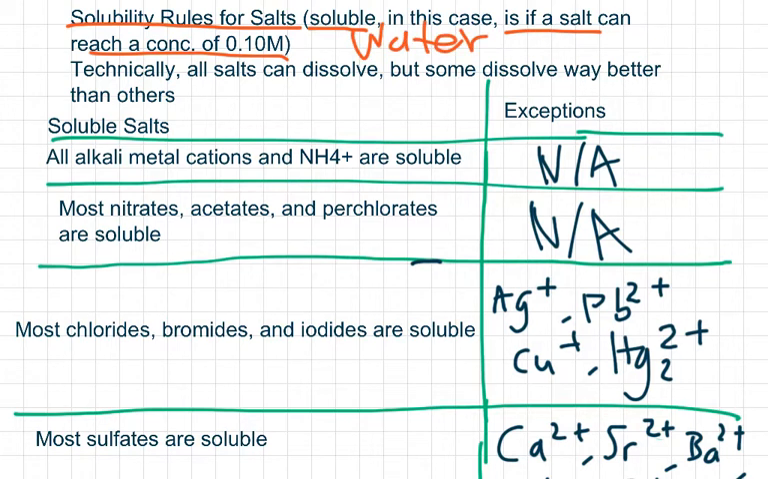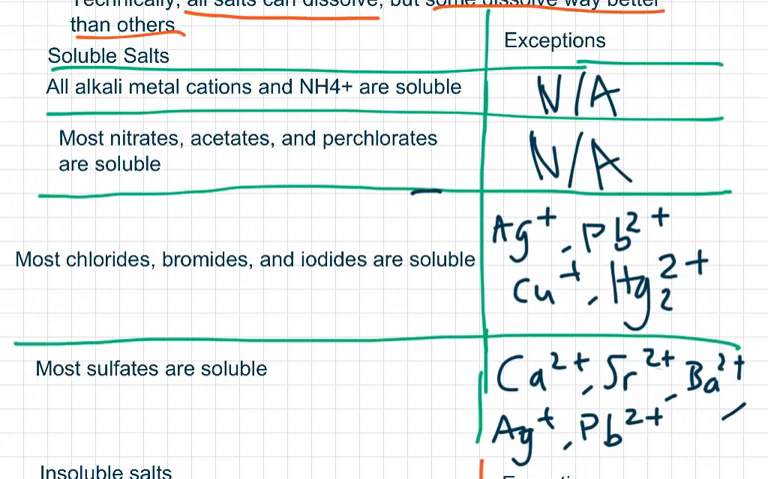So, as you might know, all salts can dissolve to a certain degree, but some salts dissolve way better than others, and we classify those that can dissolve very well as soluble, while we classify those that cannot dissolve very well as insoluble. So now let's talk about the rules.